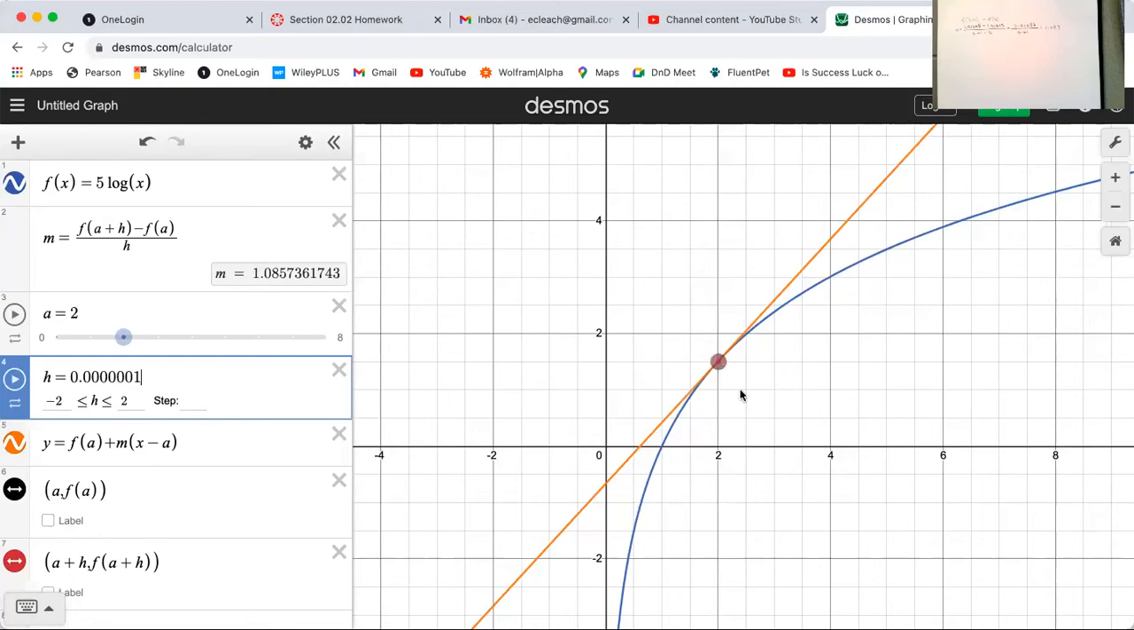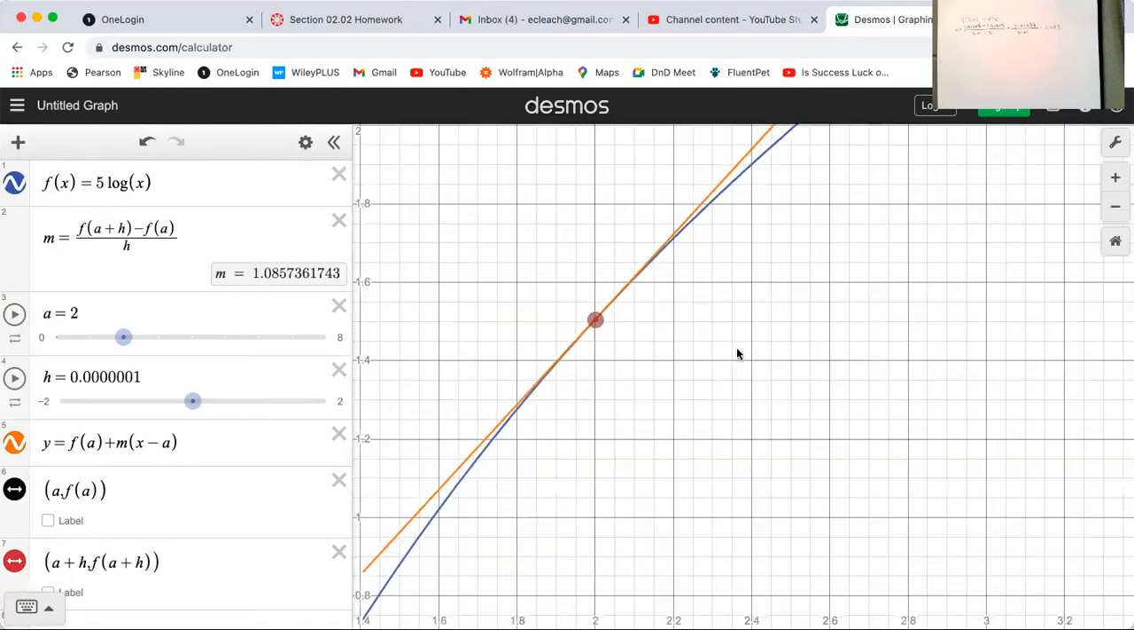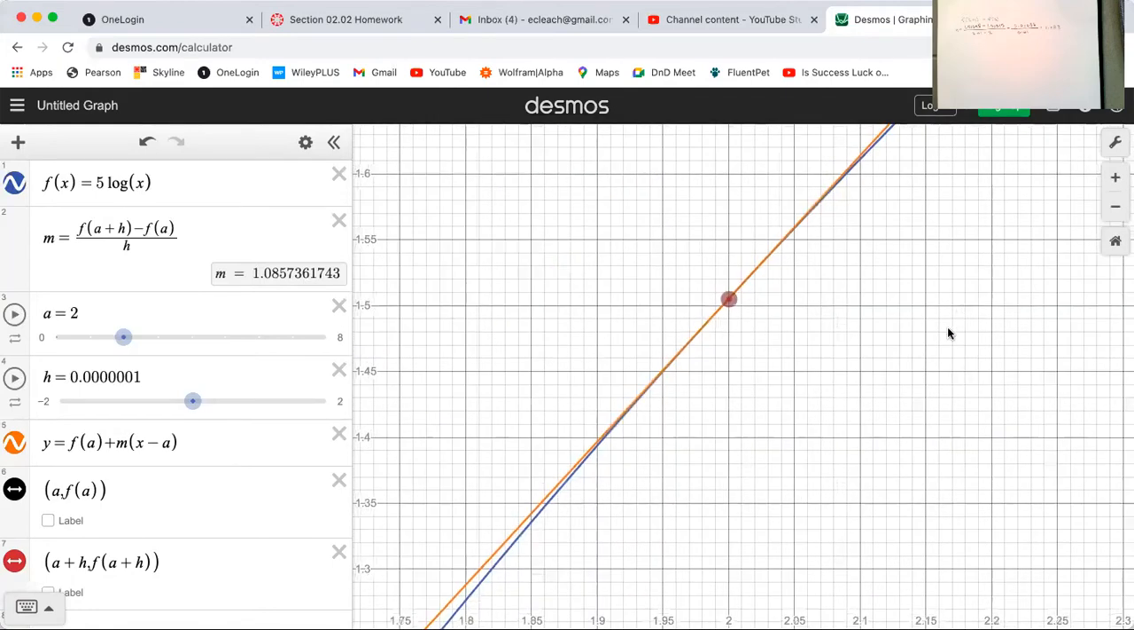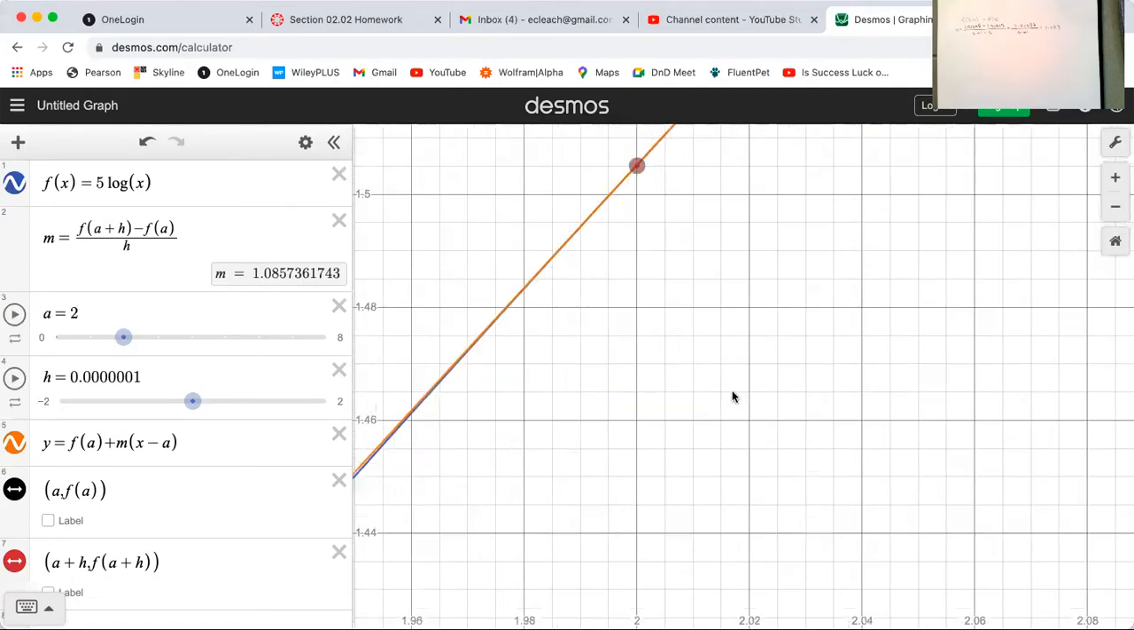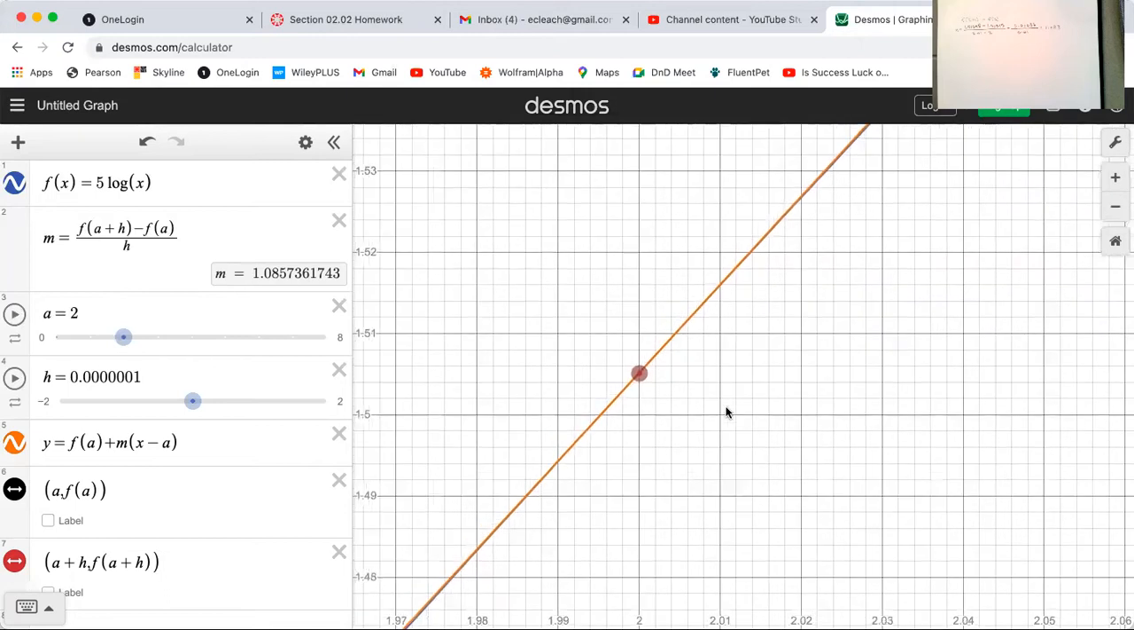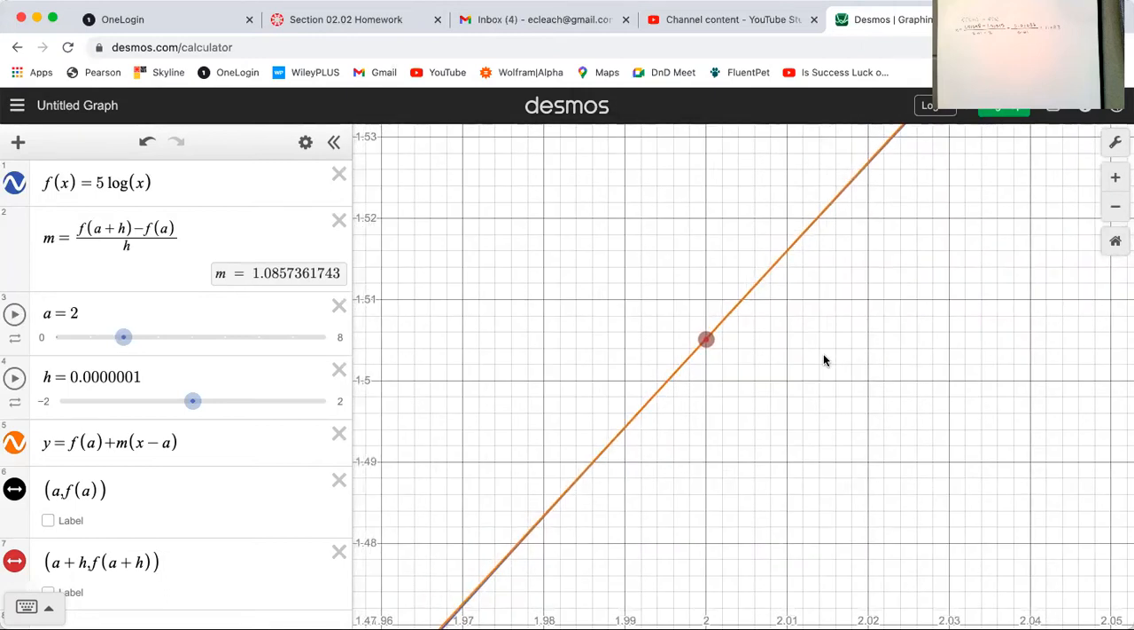Because now Desmos cannot even distinguish between those 2 points. You can zoom in super far, and Desmos can no longer distinguish between the tangent line and the function.